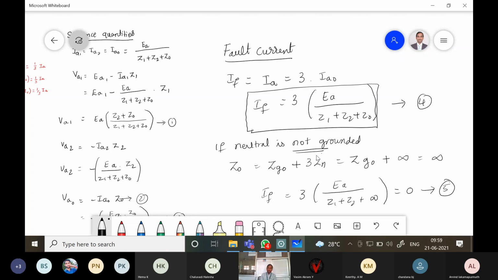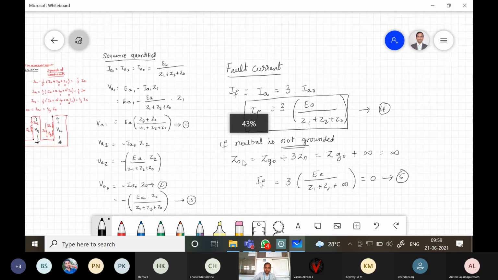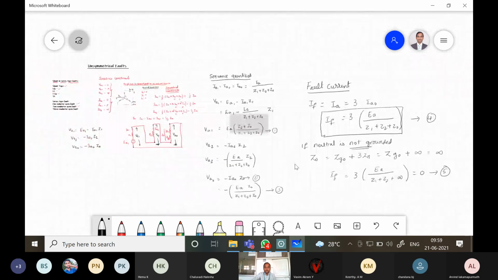Okay. Next class we will discuss line to line fault on the unloaded generator. So this is the derivation for single line to ground fault of an unloaded generator.